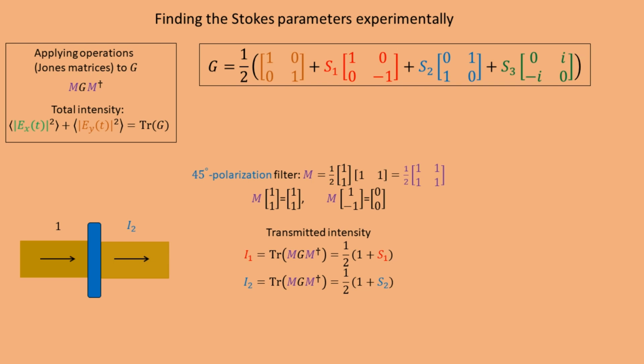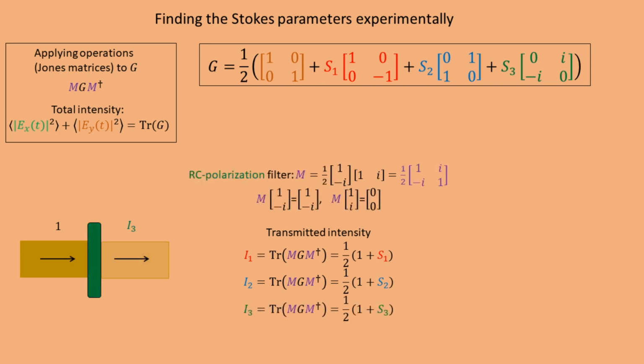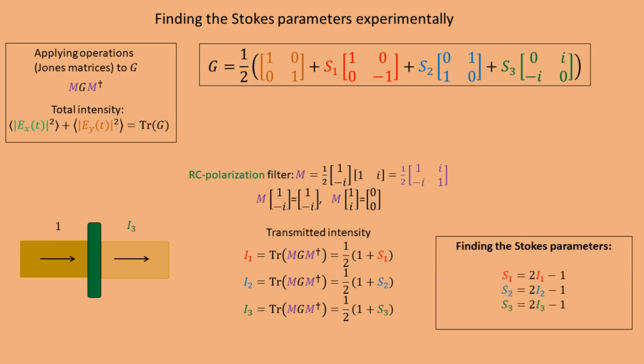And if we let light pass through a right circular polarization filter, the transmitted intensity is given by 1/2 times (1 plus S3). Therefore, in order to find the Stokes parameters experimentally, we need to have these three polarization filters and see how much intensity is transmitted through each filter. From these values, one can straightforwardly compute the Stokes parameters.